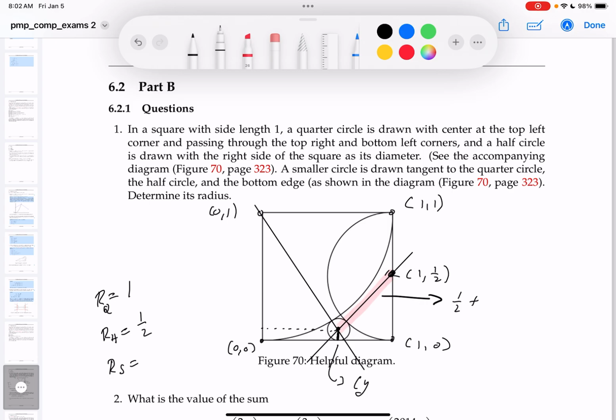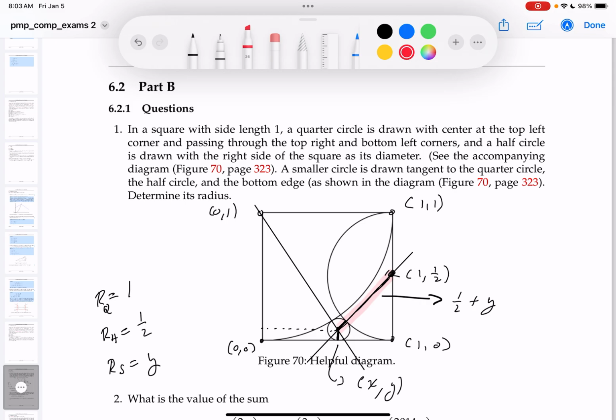Oops, not Y. No, that's not true. It would be some X value. I don't know what that is yet. But I do know the X is between 0 and 1, and the Y value, which is also between 0 and 1. So the radius is just Y. So what's the length of that red highlighted line over there? It would be 1/2 plus, and again, there's a radius there. So 1/2 plus Y. All right, so I got that part done. Let's go to the next one.